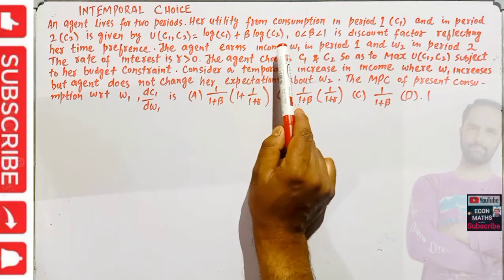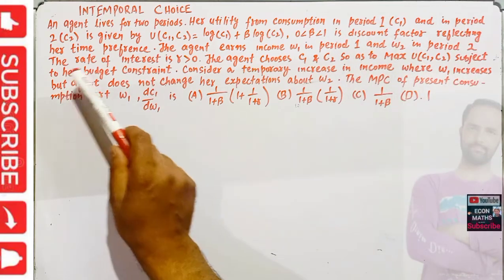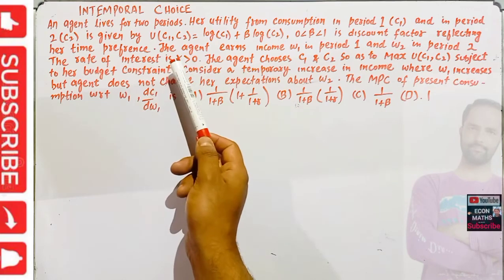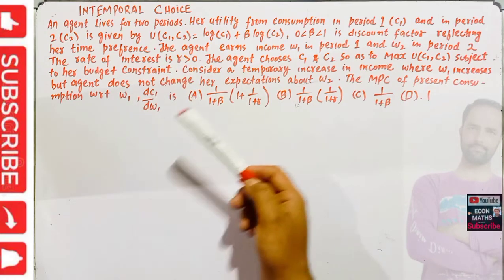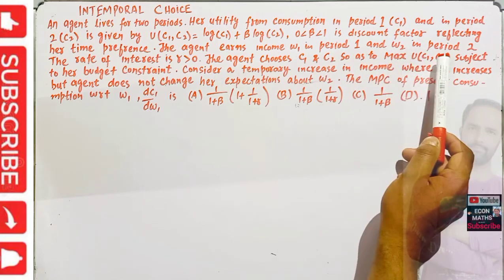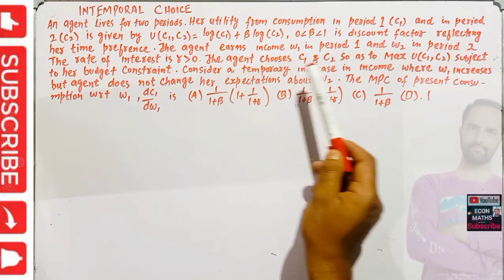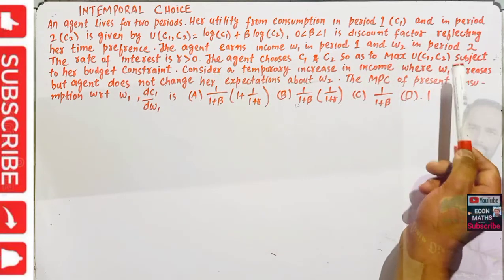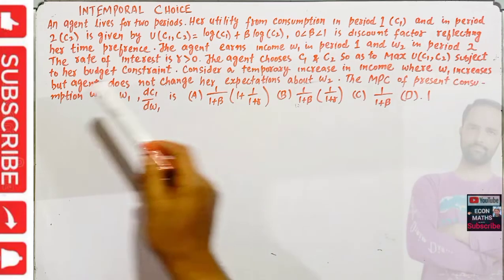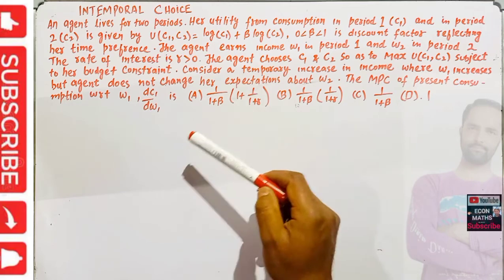The agent earns income W1 in period 1 and W2 in period 2. The rate of interest is also given as R, which is greater than 0. The agent chooses C1 and C2 so as to maximize her utility from C1 and C2 subject to her budget constraint. Consider a temporary increase in income where W1 increases but the agent does not change her expectation about W2.